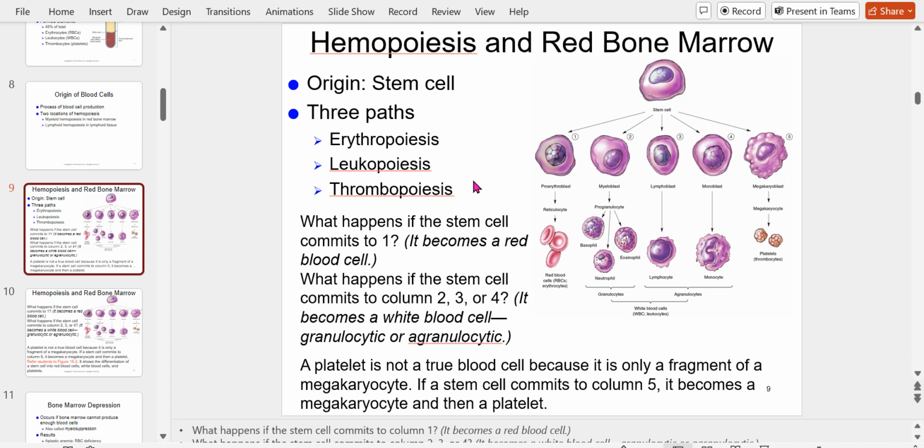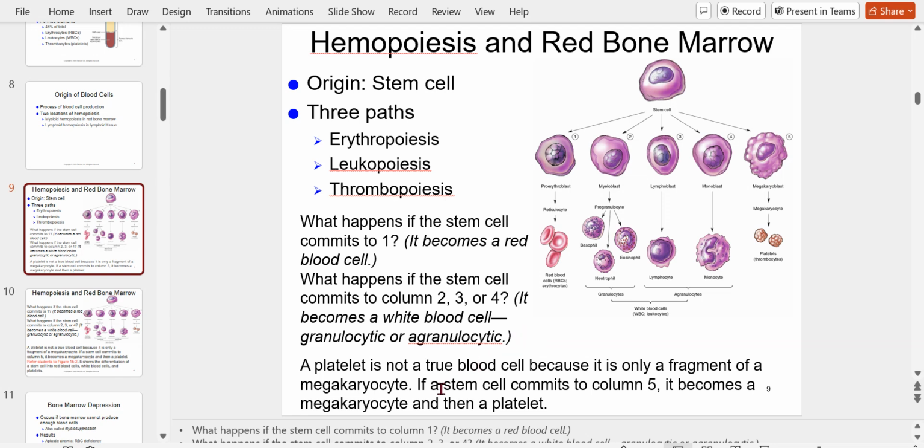So there's three paths. There's erythropoiesis, leukopoiesis, and thrombopoiesis. Okay, what happens if the stem cell commits to one? It becomes a red blood cell. What happens if the stem cell commits to column 2, 3, or 4? Here's your column 2, 3, or 4. Okay, it becomes a white blood cell.